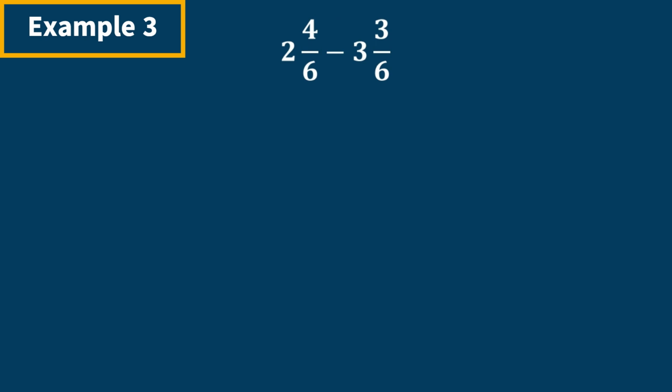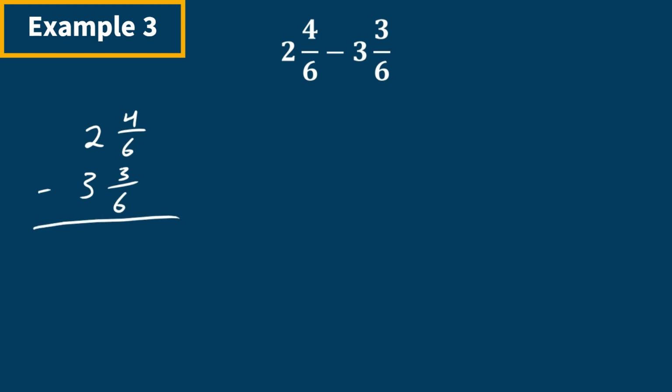Example number 3, we have 2 and 4/6 minus 3 and 3/6. Now we're going to be subtracting mixed numbers here, and the reason why I picked this example is to show one concept. So our fractions are the same. Let's go ahead and write down our problem. We have 2 and 4 over 6 minus 3 and 3 over 6.